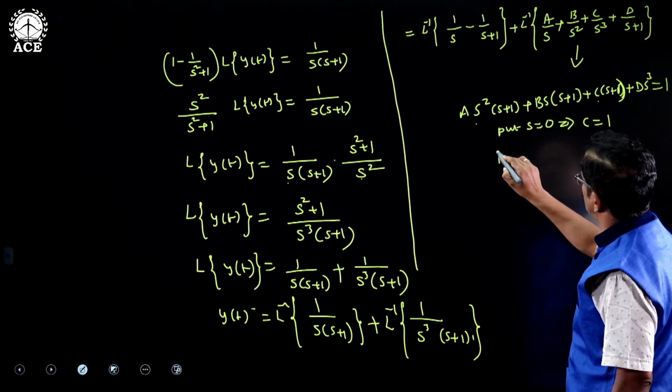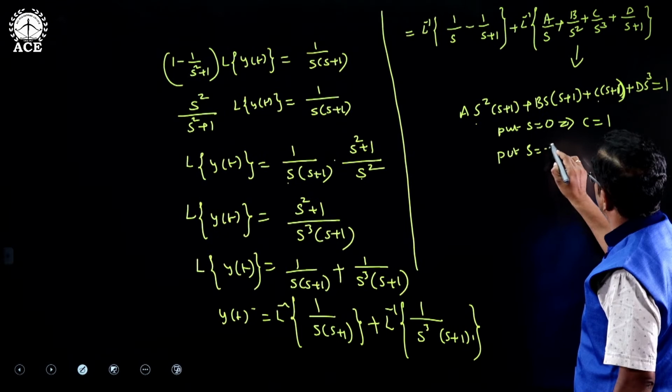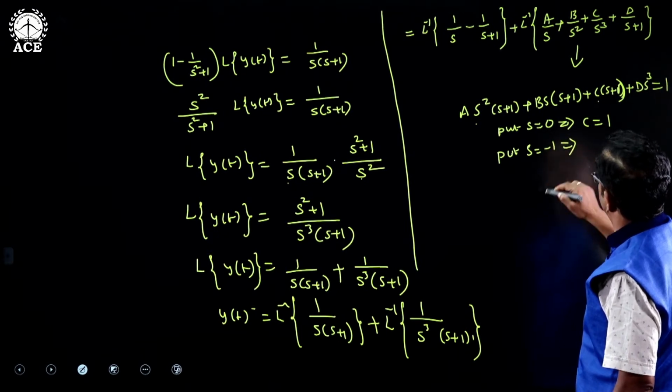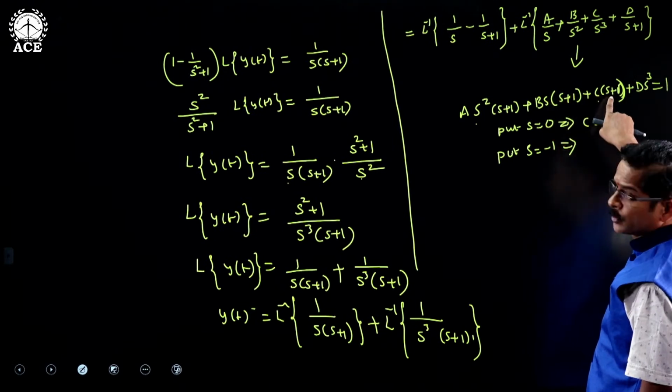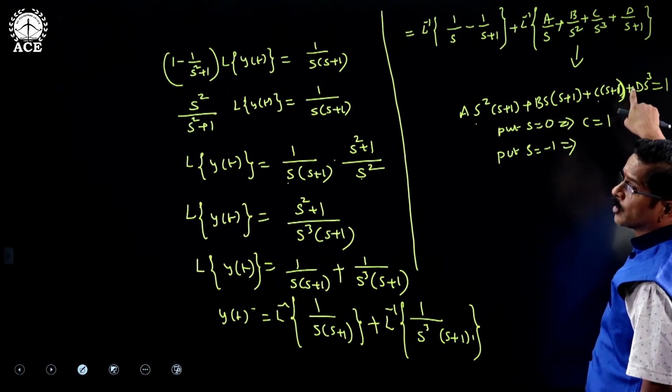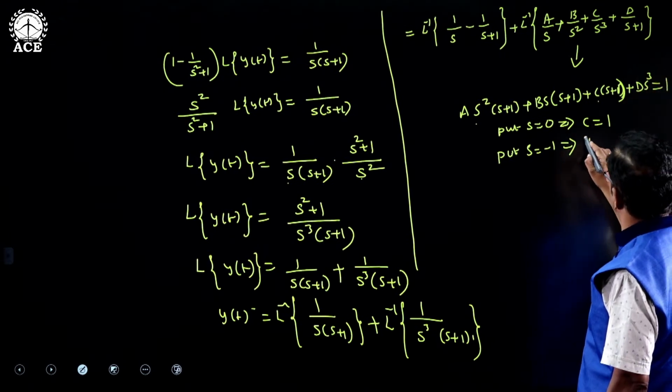Put s is equal to minus 1. What do you get? If I put s is equal to minus 1, this term is going to be 0, this term is going to be 0, this term is going to be 0. So d into minus 1 whole cube is minus d is equal to 1. That is, d is equal to minus 1.